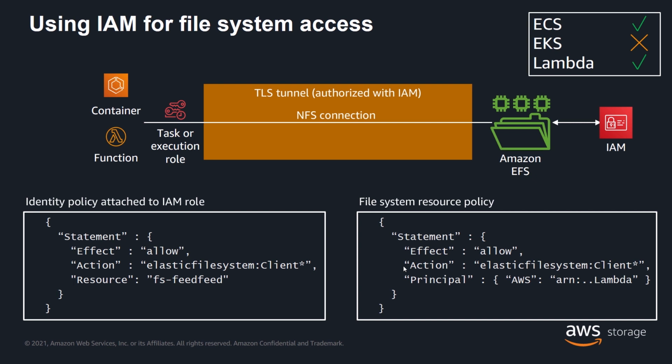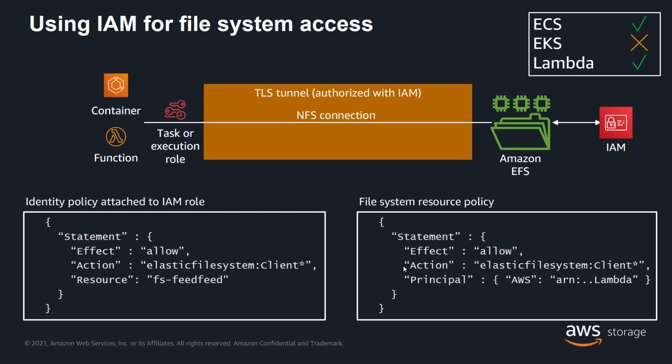On the EFS side, you can use an identity policy or resource policy. So in this example that you see on the screen, I have an identity policy attached to my role that gives full access to this particular file system. I also have a resource policy that gives full access to a particular IAM role. And obviously, standard IAM rules apply. A deny in any place blocks access, and at least one allow is needed to grant it.